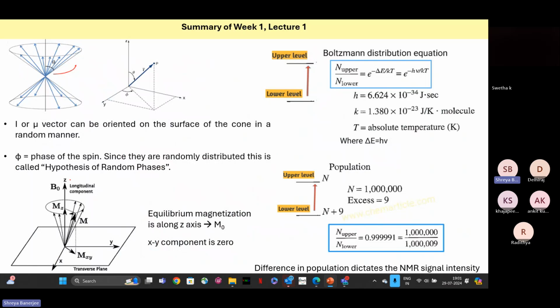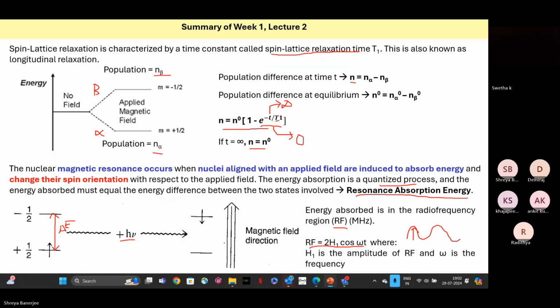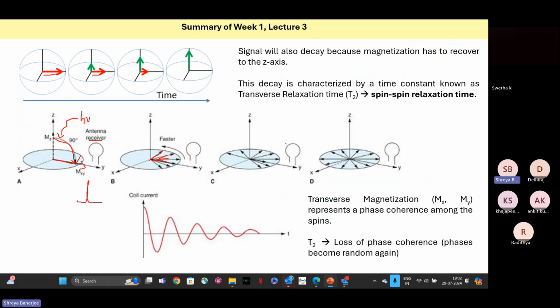The hypothesis of random phases happened when in the XY plane, the net magnetization was zero because it was cancelling out from the different directions. However, because it was cancelling out from different directions, that is, the phases were completely random, the net magnetization along XY was zero. But when you apply a radio frequency, that is not the case.